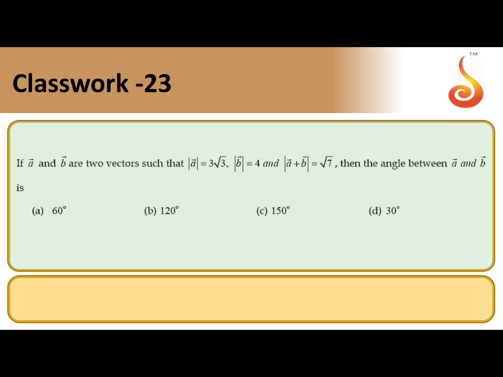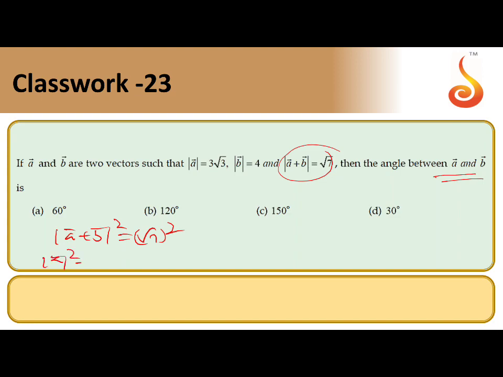Next, a and b are two vectors such that modulus a is 3 root 3, modulus b is 4, modulus of a plus b is root 7. What is the angle between a and b? The angle between a and b means we want cos theta, a dot b by modulus a into modulus b. Because modulus a plus b is root 7, squaring, modulus a plus b whole square equals root 7 square.